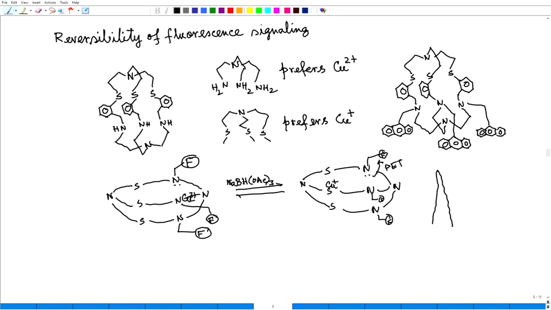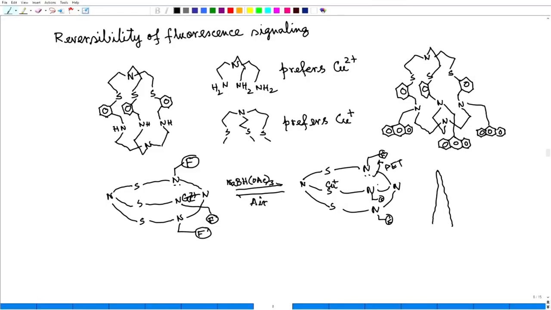Now I leave it in the air. Copper 1 in air is not very stable unless you give acetonitrile, and we gave THF. So copper 1 will be oxidized to copper 2 again. As soon as it goes to copper 2, it comes here, and again the lone pair will be engaged to copper 2. And we see strong fluorescence, on and off like this. So keep on like this.